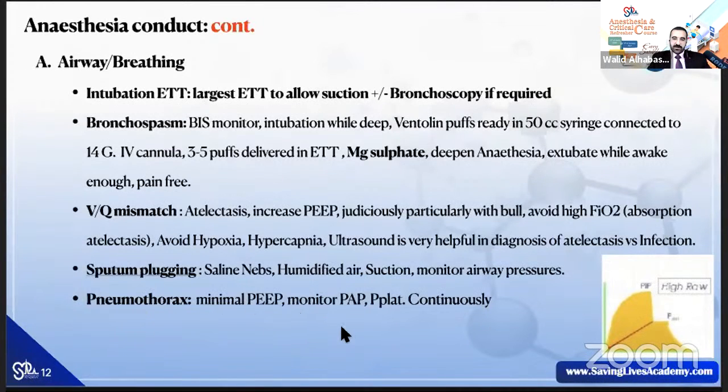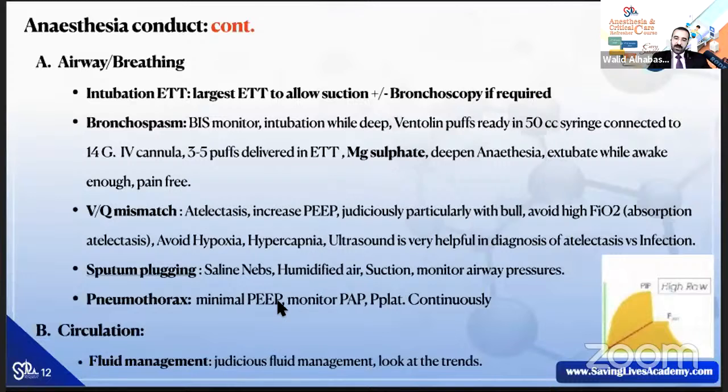Pneumothorax, if this had happened, you need to again diagnose it. Again, you will find the plateau pressure is high, plus the peak airway pressure will be high. So this is a compliance problem. Okay, you need to minimize your PEEP and do second intercostal space mid-clavicular line needle decompression, followed by fifth intercostal space anterior axillary line decompression by intercostal drain. So you have still to keep monitoring continuously your peak and plateau pressures.